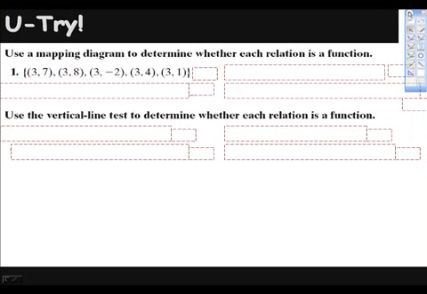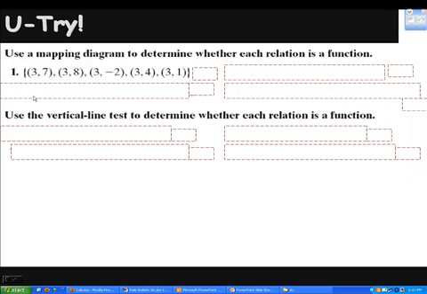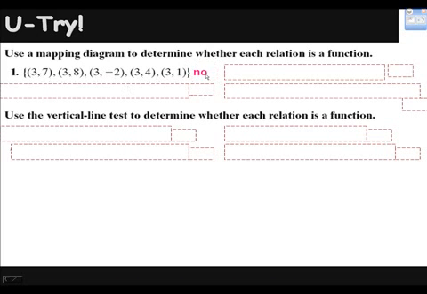Okay, now we've got a series of questions here. It says use a mapping diagram to determine if each relation is a function. Well, let's just take a look. Notice I have 3, 7, and 3, 8, and I have 3, 1, and 3, 4. All the x is 3, and we get a bunch of different y's. So no, that's not a function.